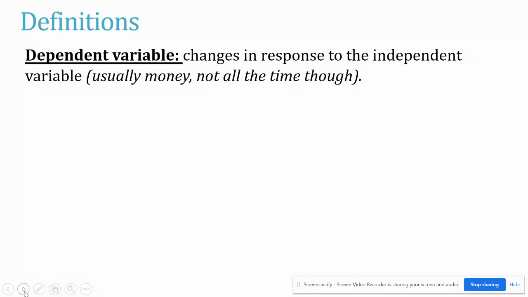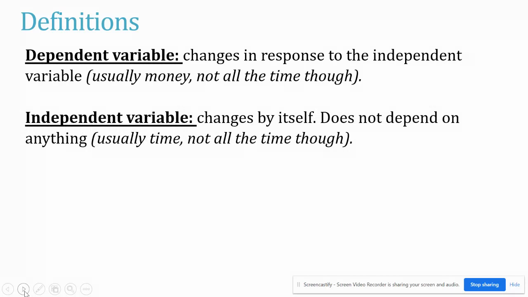in these scenarios. We also have independent variable. So this changes by itself. It does not depend on anything. A lot of the time, this is usually time in the scenarios that we're looking at. Time will keep moving forward. It doesn't depend on anything. And things usually depend on time. So like I said, the amount of money depends on how many hours you worked, how many weeks you saved, how many days passed depends on how much you're growing, something like that. So an independent variable is something that changes on its own.